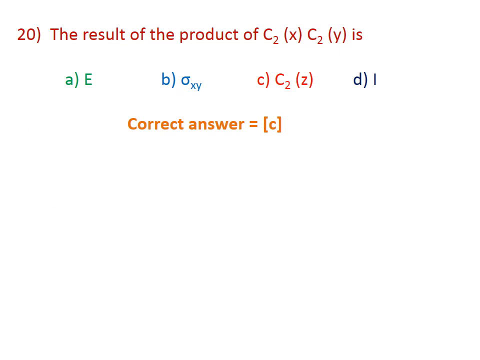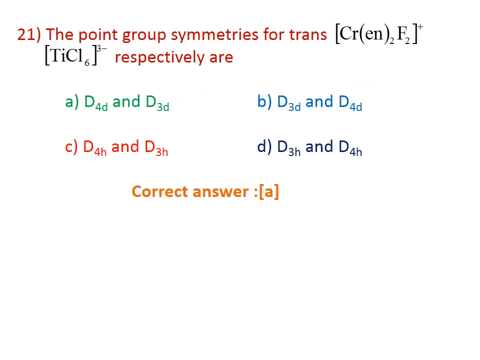Question number 20. The result of the product of C2x and C2y is, here the correct answer is C. If C2x is rotated, followed by C2y, then the resultant product is C2z. The correct answer is C. Question 21. The point groups of the symmetries of trans-[CrEn2F2] plus and [TiCl6] 3 minus respectively are. The correct answer is A. D4h and D3d is the correct answer.